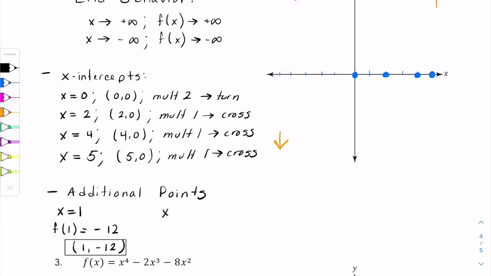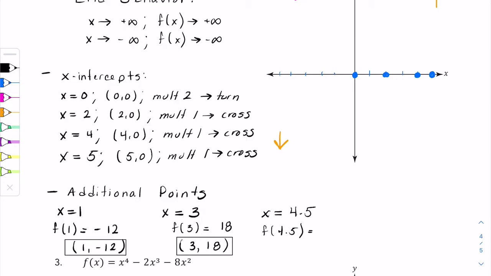The next ordered pair that I found was when I tested x equals 3. That's between my next two intercepts. When I substitute that into the original equation, use my calculator, the output is 18, so I have an ordered pair at 3, 18. And lastly, I tested when x is equal to 4.5. Here the output is negative 12.66. So I have a point at 4.5, approximately negative 12.66.